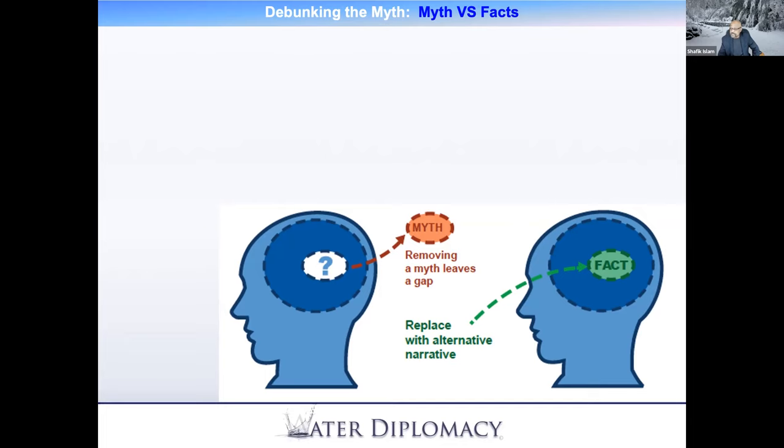If you can do this, then I think you have an alternative narrative. Otherwise, you don't have an alternative narrative. You have no way to make any influence in the policy making and the decision making.